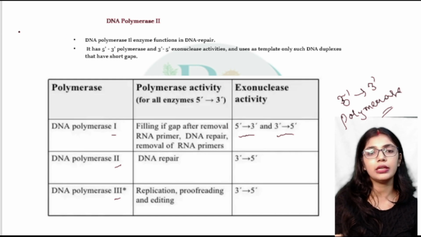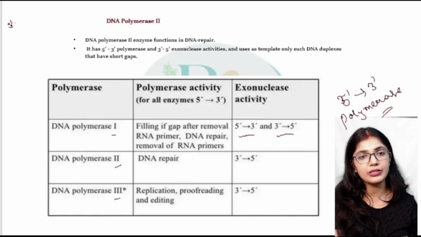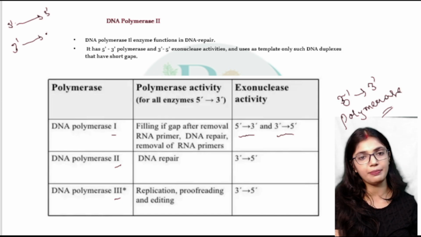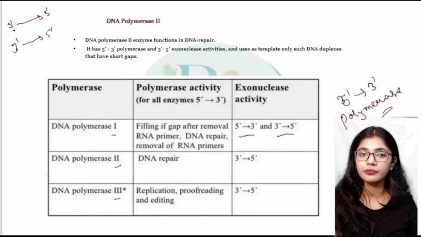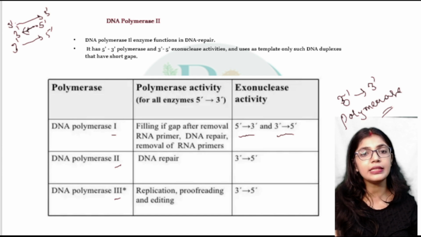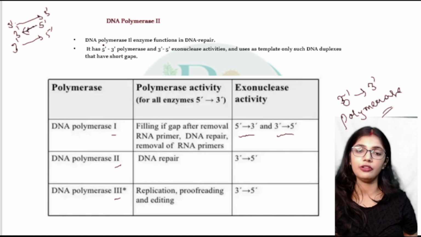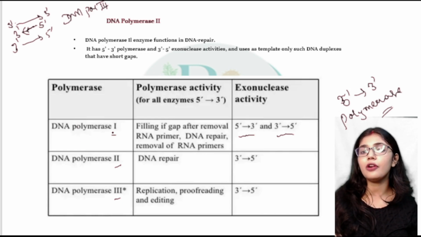Suppose the DNA which is present has two strands, that is, one strand is 5' to 3' and the other strand is 3' to 5'. The DNA replication starts from the 5' side, in the 5' to 3' direction. This work of DNA replication is done by the polymerase activity of DNA polymerase. So let us see what the work of DNA polymerase 1 is.